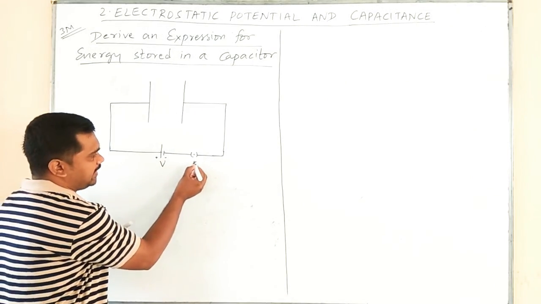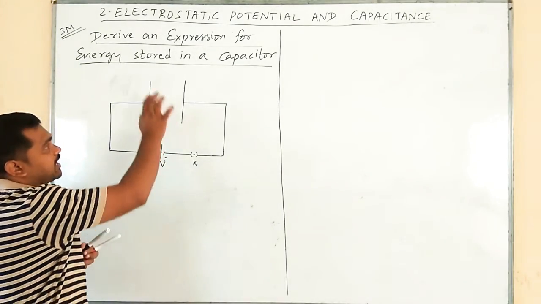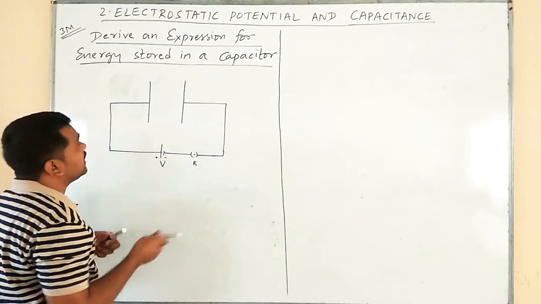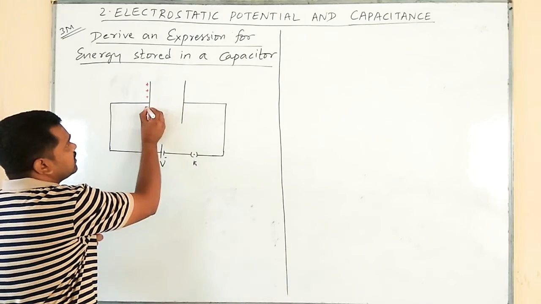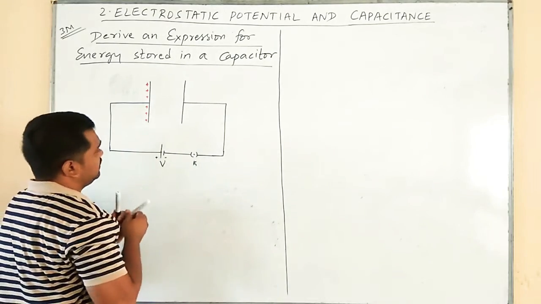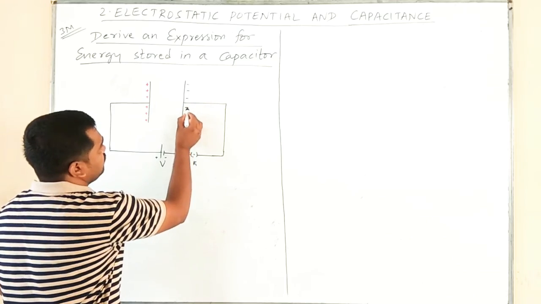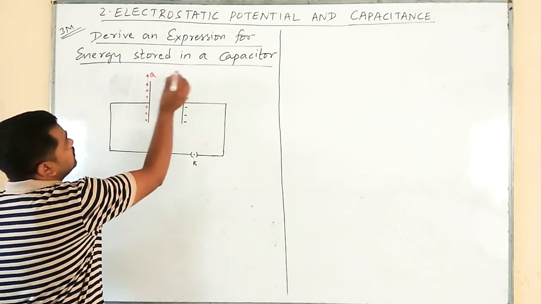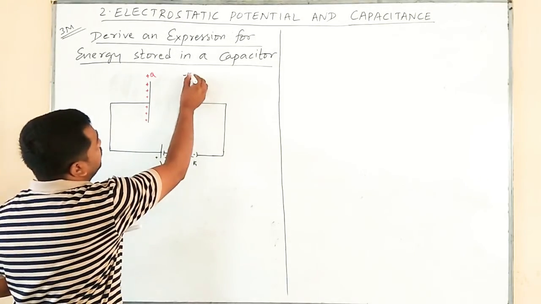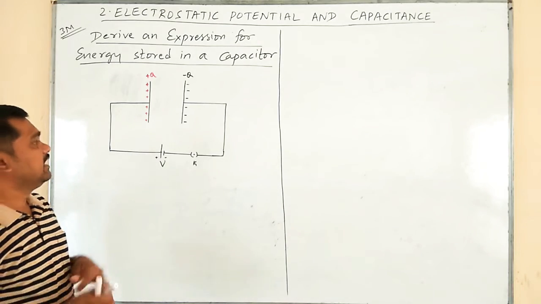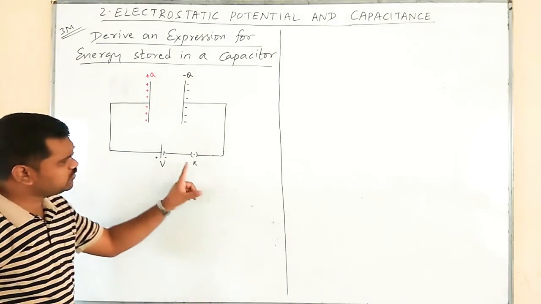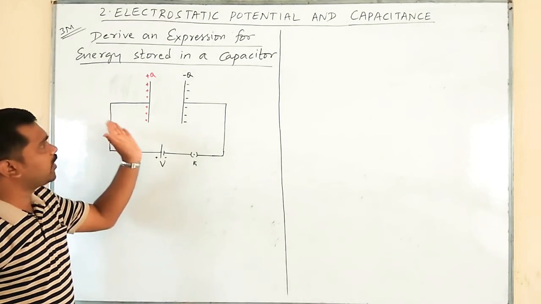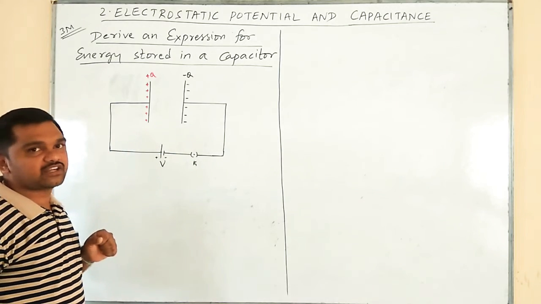It is a plug key. As soon as the key K is closed, the capacitor gets charged. Since I have connected the first plate to the positive terminal, positive charge comes here, and negative charge comes here. It is a parallel plate capacitor. As soon as the key is closed, charges flow bit by bit, from one plate to the other by the induction method.